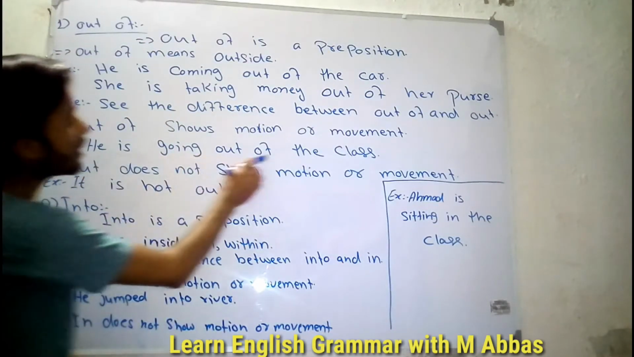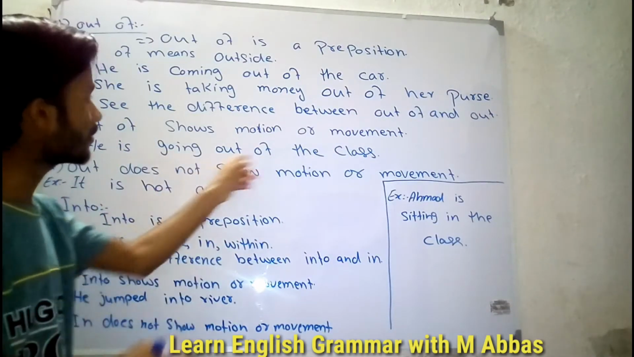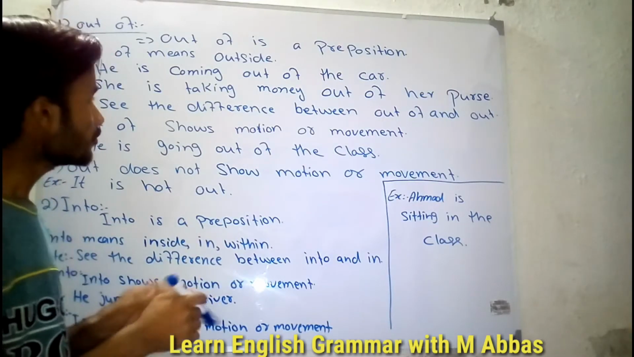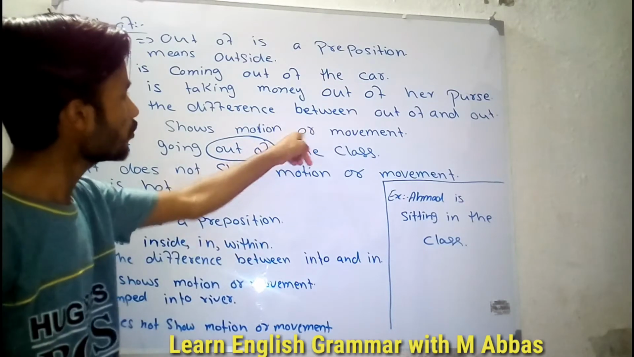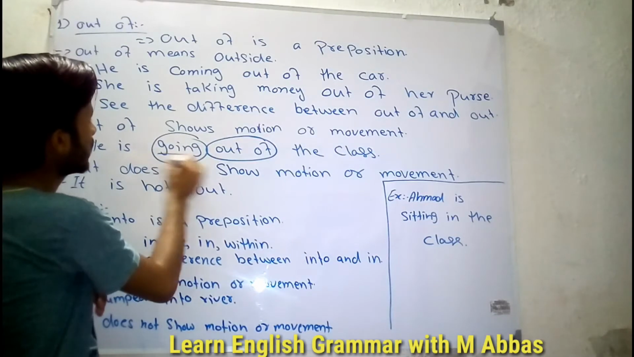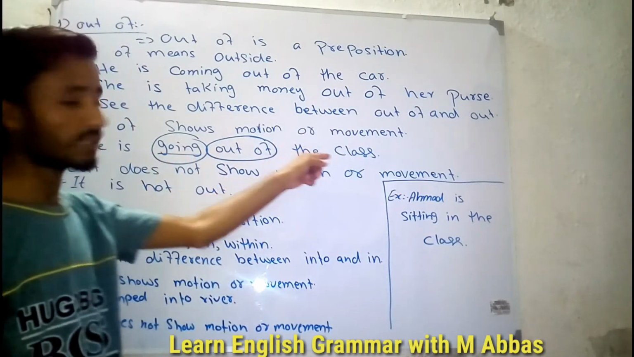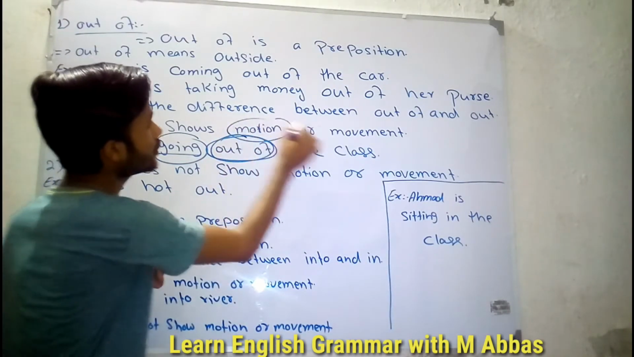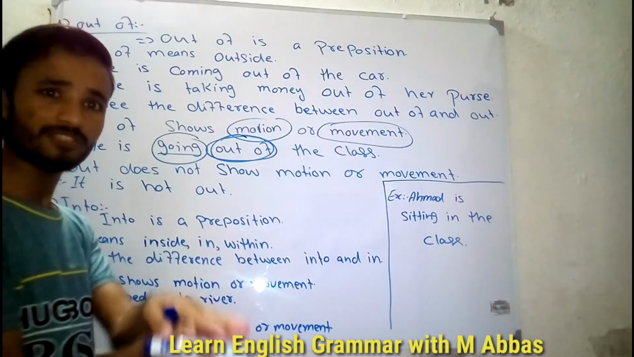See the example. He is coming out of the class, or he is going out of the class, right? So here this out of shows motion or movement, because here we have a verb. As I told you, it is used to show action. So he is going out of the class. So here he moved, right? Motion or movement. So he moved from his place, from one place to another place.